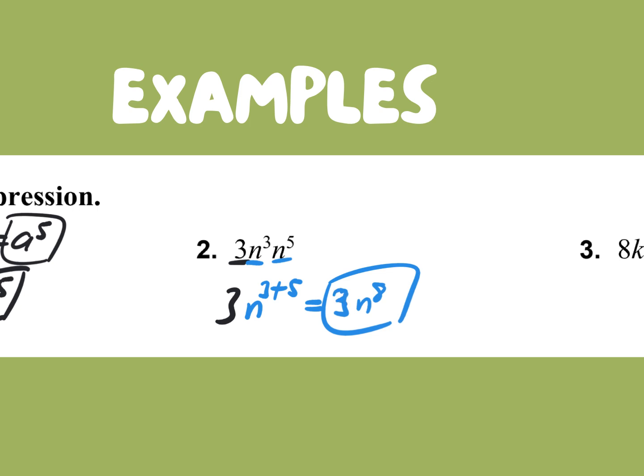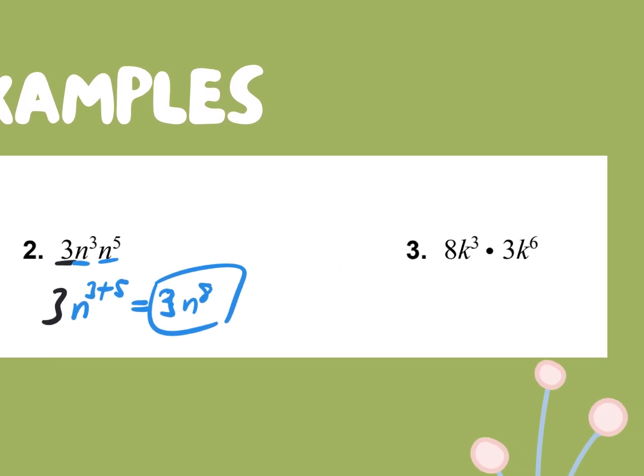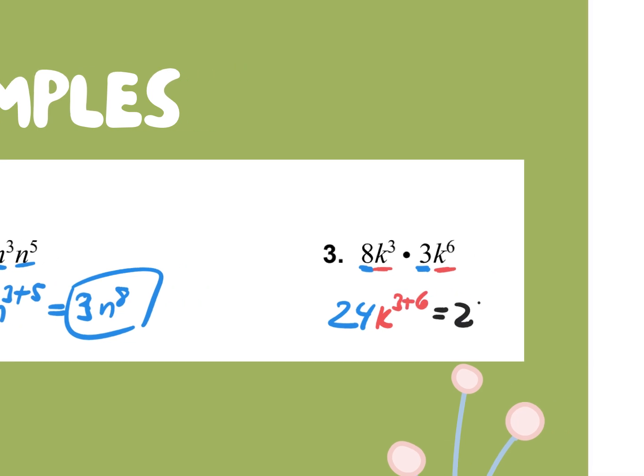Now, with this next one, notice that I have an 8 here, but that 8 can be multiplied with this 3. So I'm going to do 8 times 3, which is going to get me 24. Now going on to the variables, I have a k to the third times a k to the 6. Once again, when you're multiplying, you want to add the exponents. So this is going to become a k to the 3 plus 6. And in total, that's going to get you 24 k to the 9th as your final answer.